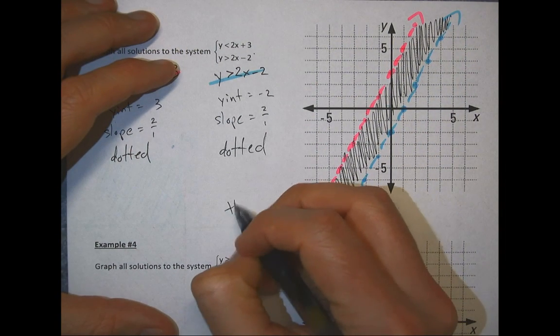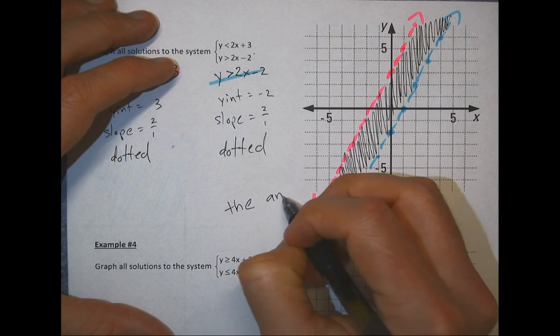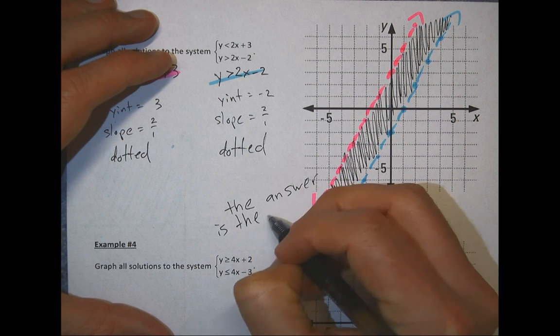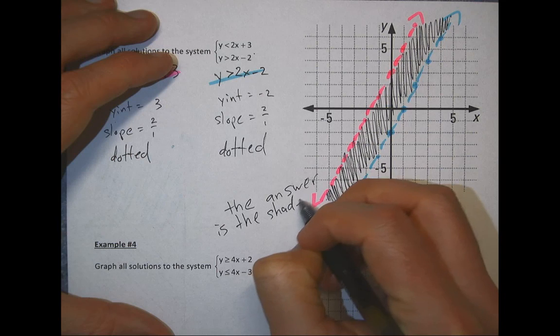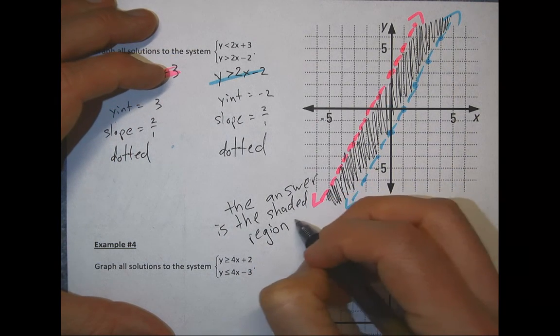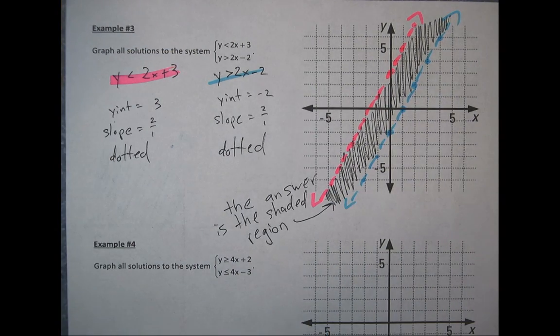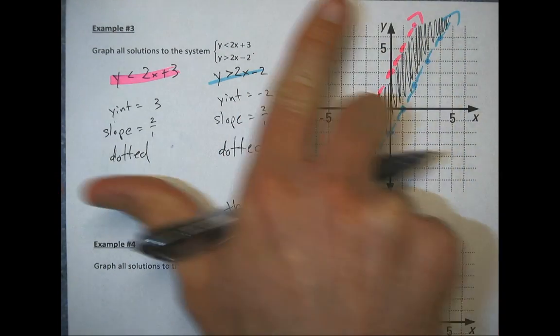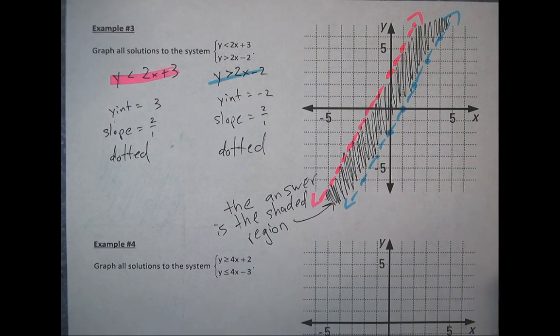Okay, so let's make sure that you know that you don't have to write an ordered pair here. The answer is the shaded region. And it's where those two overlap. So if we would have colored both of it, the whole bottom would be pink, the whole top would be blue, and the overlap section is our solution set. That's the answer.